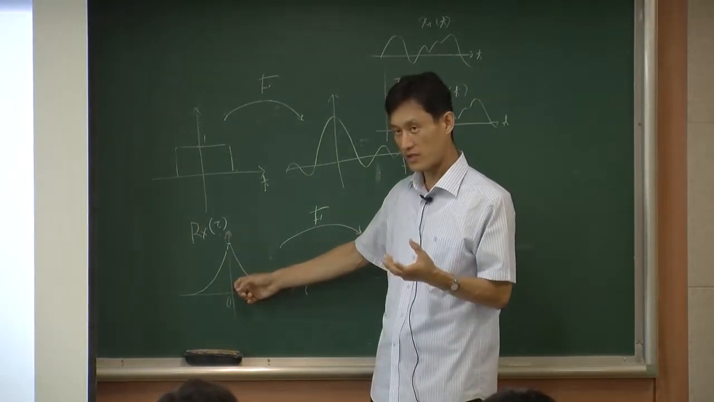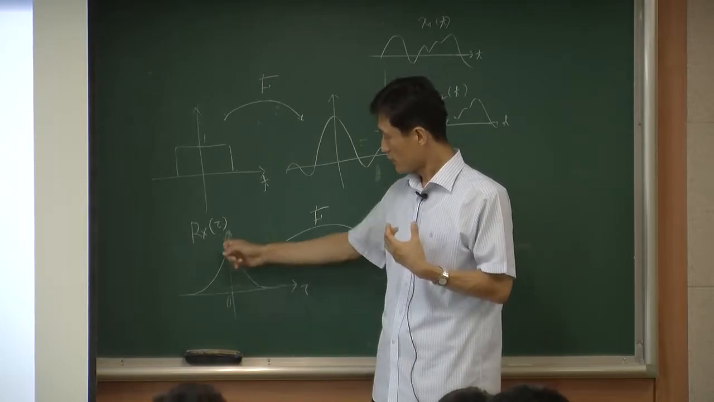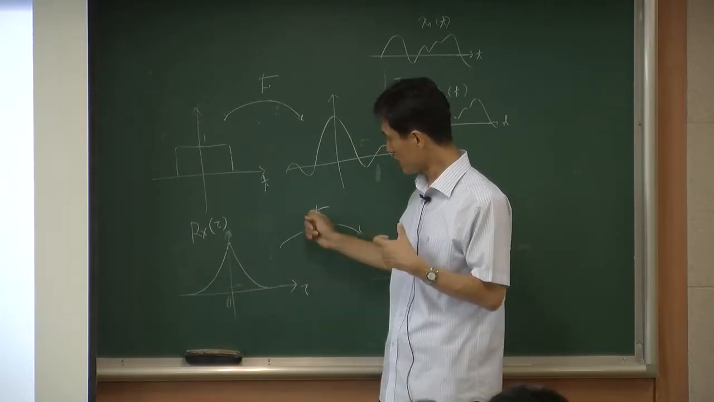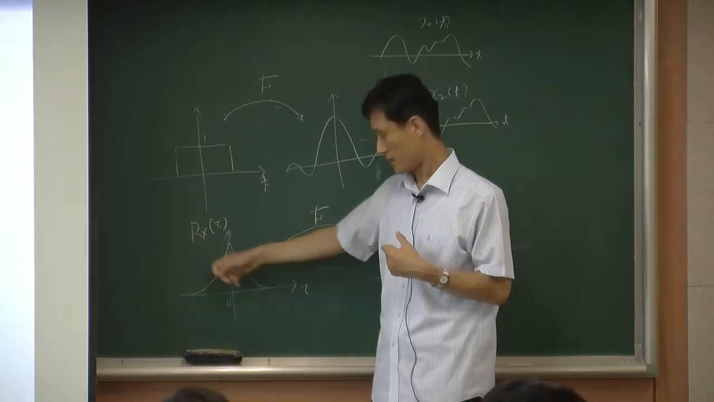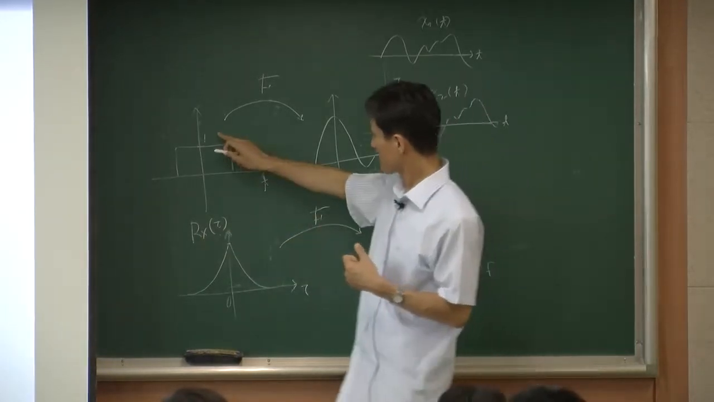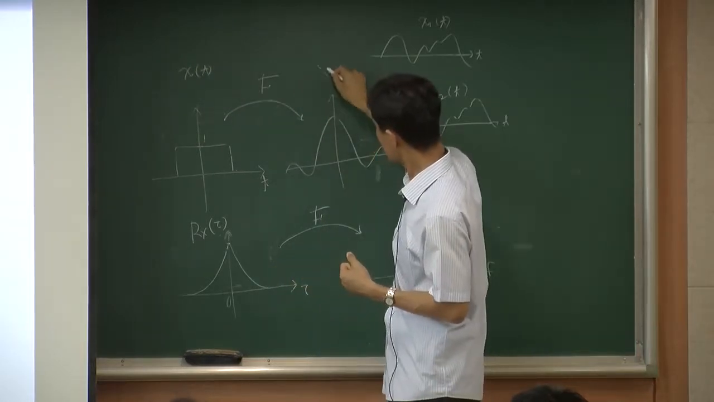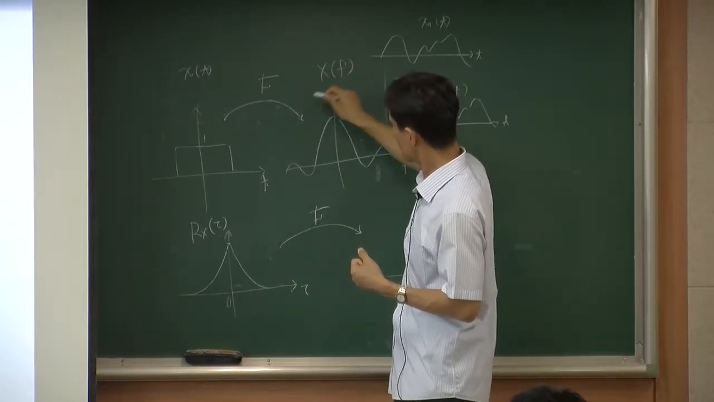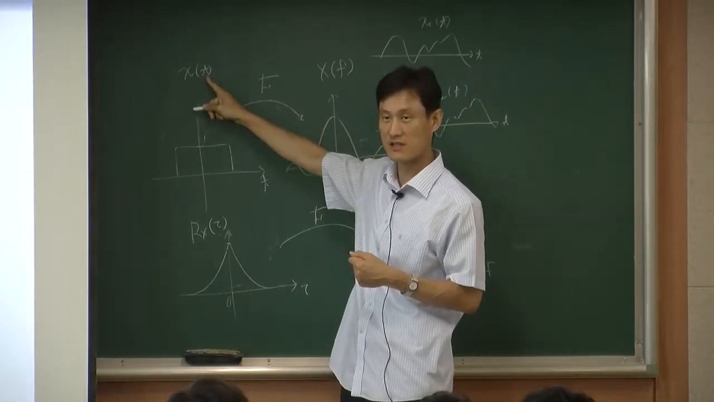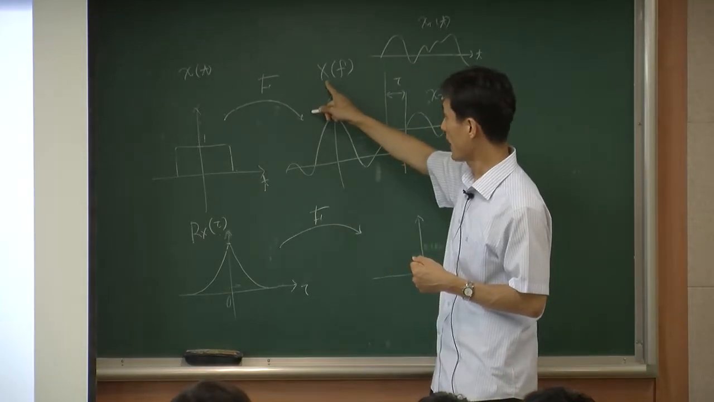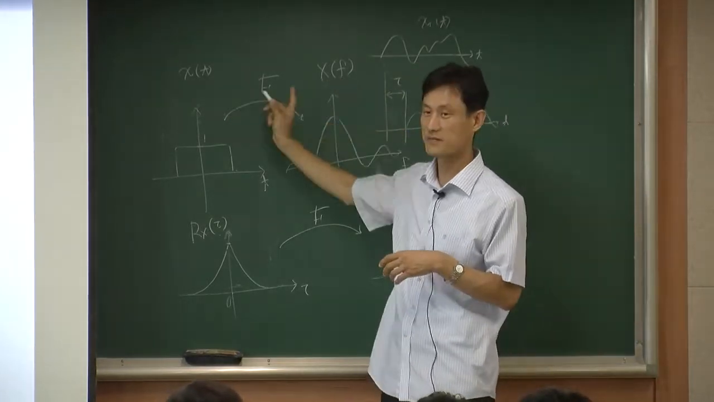This is autocorrelation, still in time domain. Still we are in time domain. Earlier, we were looking at x(t), and you take the Fourier transform of your time domain signal x(t). So you are going to get X(f), which is the frequency domain representation of your signal.